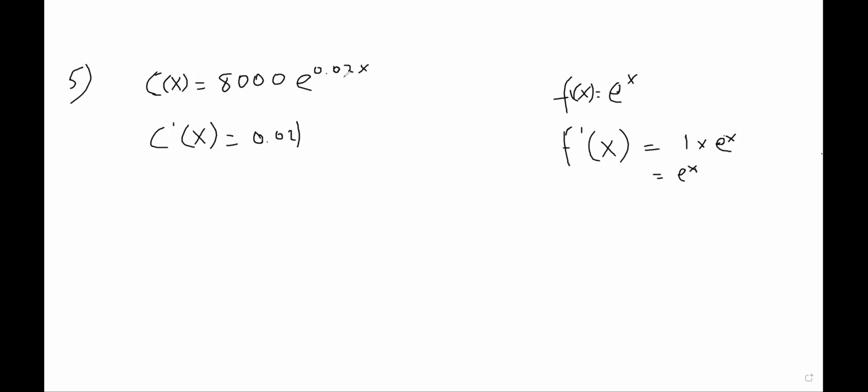Multiplied by the 8,000 e raised to the power of 0.02x. All right, hold on. I'm just going to copy and paste this to make it easier.